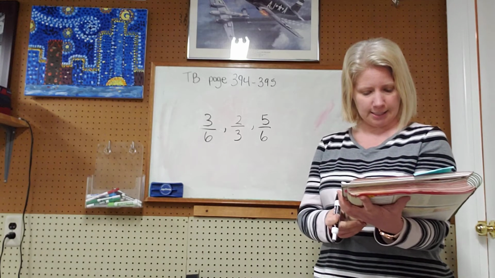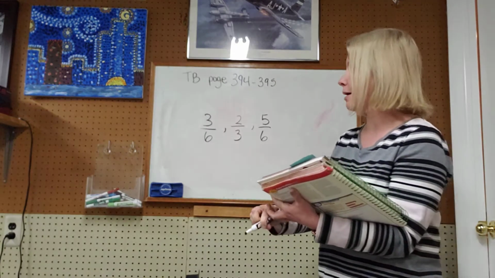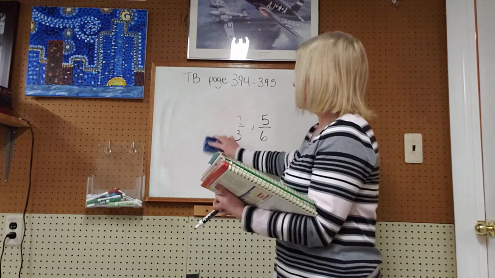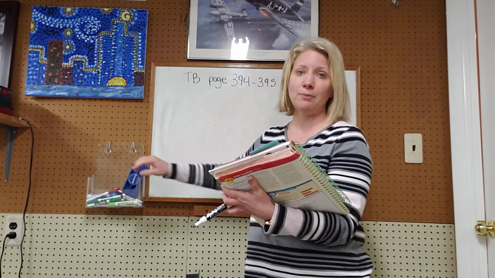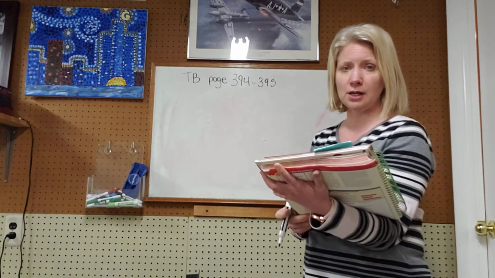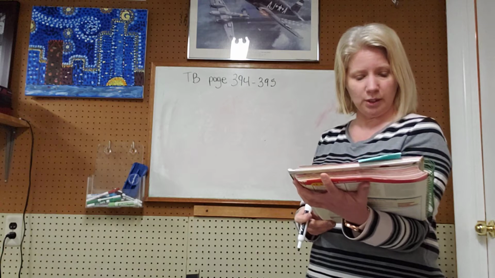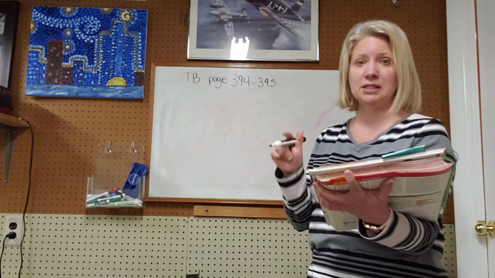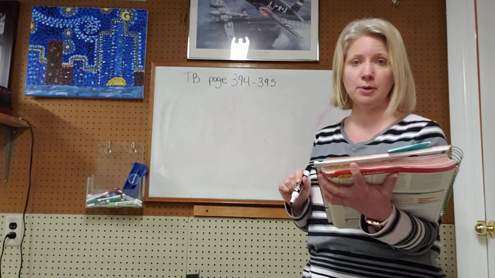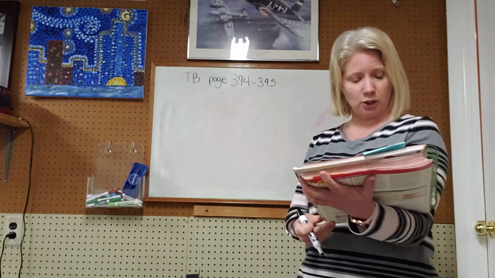Let's look at page 395 and let's look at number 1, the problems. You'll need to get a piece of paper if you haven't done that yet for your math problems in your textbook. So number 1, you're going to order from least to greatest. That means smallest to largest. In your textbook, that is the direction that it gives you. And it says to use your fraction strips.